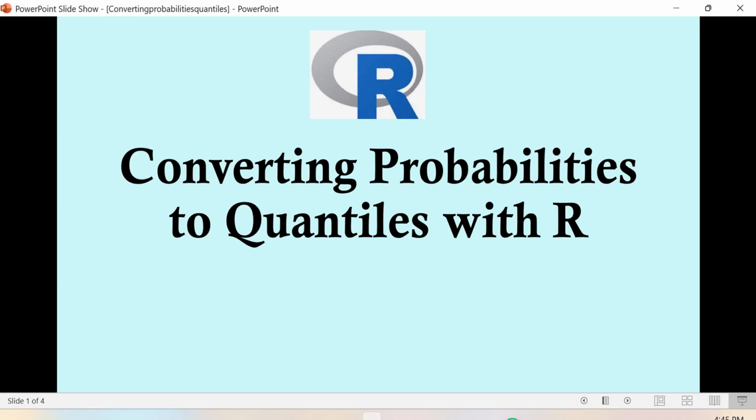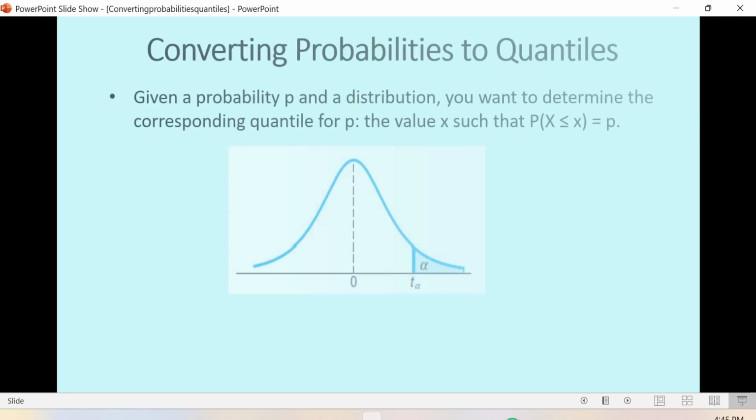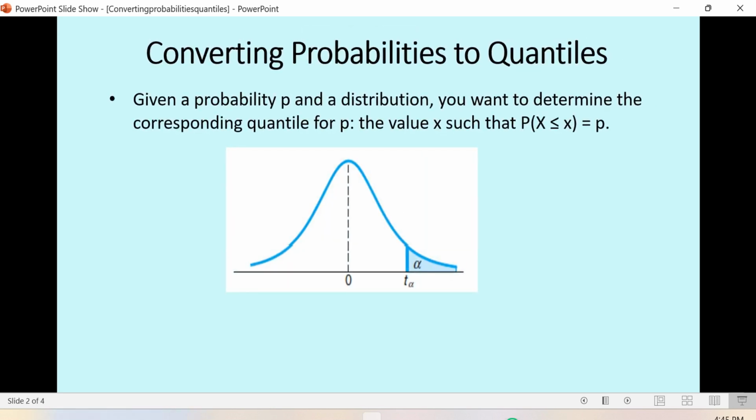Hello. In this video, we'll talk about how to convert probabilities to quantiles using R. If we look at this figure, it shows a probability density curve for the t distribution. On this axis, we call this the quantile, or the t value. Here t alpha is a quantile value, or maybe here minus t alpha is a quantile value.